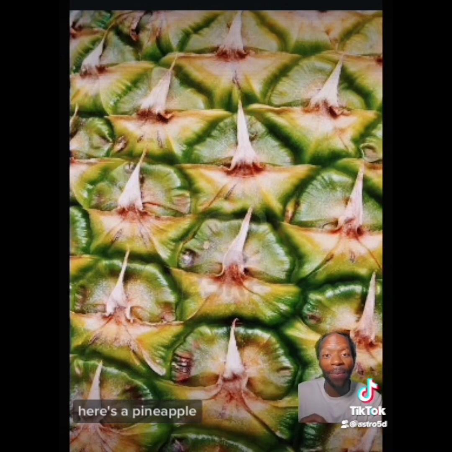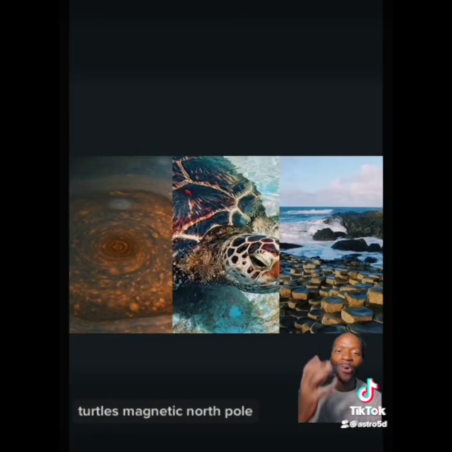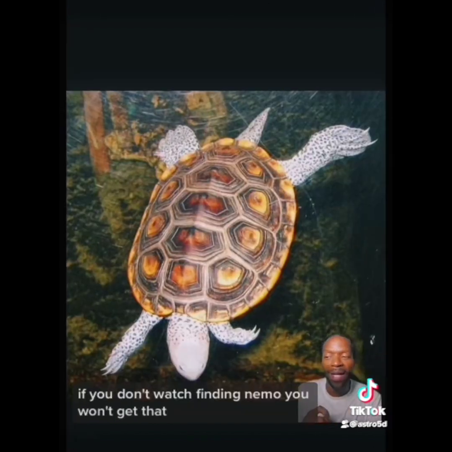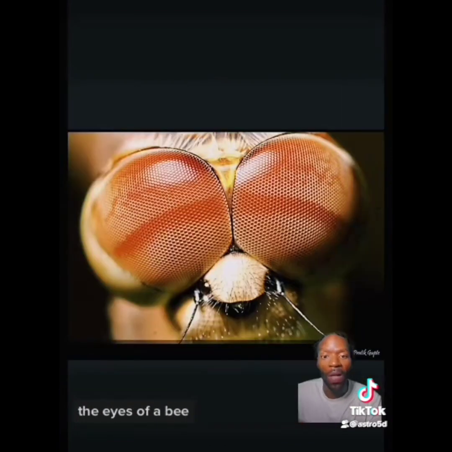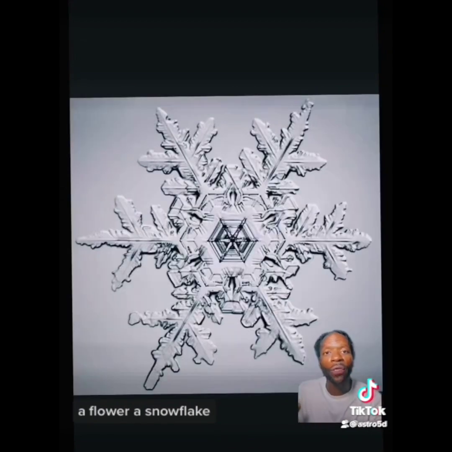Here's a pineapple, naturally occurring hexagons. Basalt columns, turtles, magnetic North Pole. Here's another turtle, cuckoo-ca-choo. If you don't watch Finding Nemo, you won't get that. The eyes of a bee, more basalt columns, mountains or trees, a flower, a snowflake, giraffes.